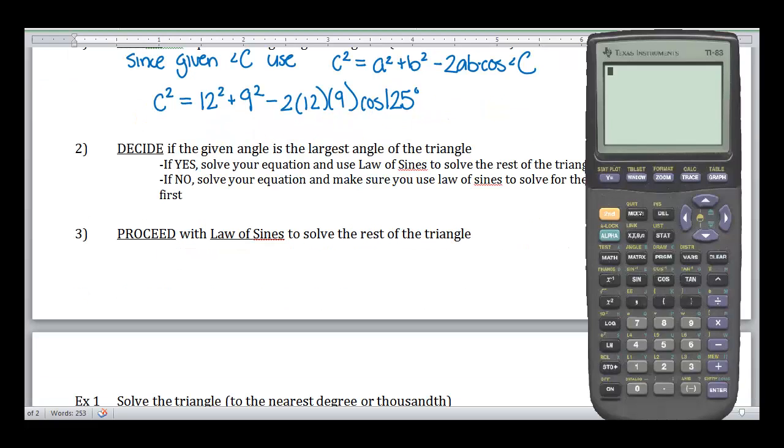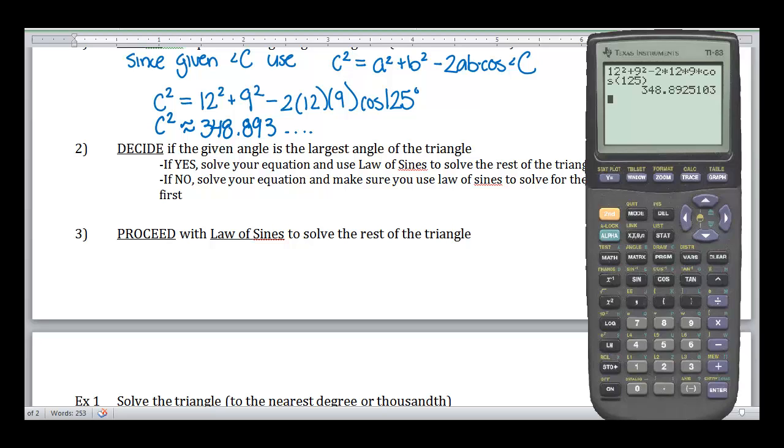So again, first thing I want to check on my calculator is that because I'm going to do the cosine of 125 degrees, make sure my mode is in degree mode. Once I verify that, I pretty much just enter everything the way I see it. 12 squared plus 9 squared minus 2 times 12 times 9 times the cosine of 125. Now, that gives you, remember, C squared. So at this point, I could say that C squared is about 348.893. But again, we're not interested in C squared.